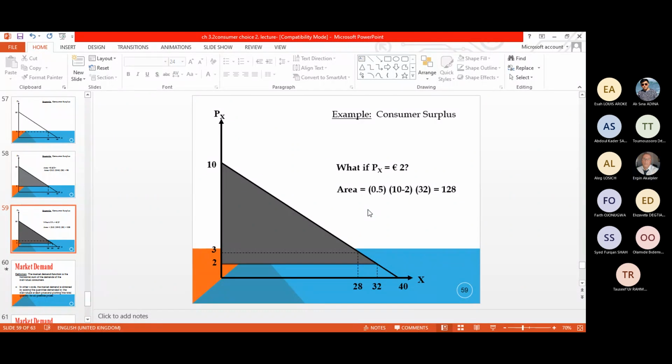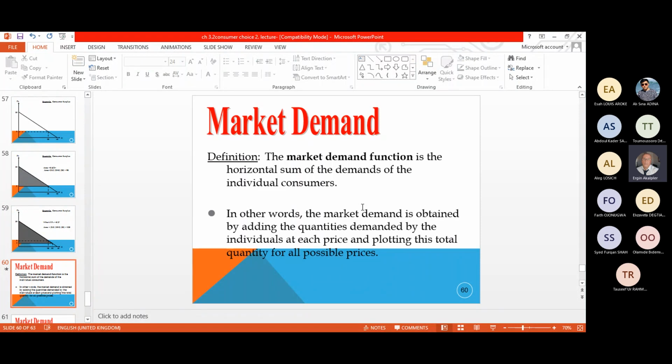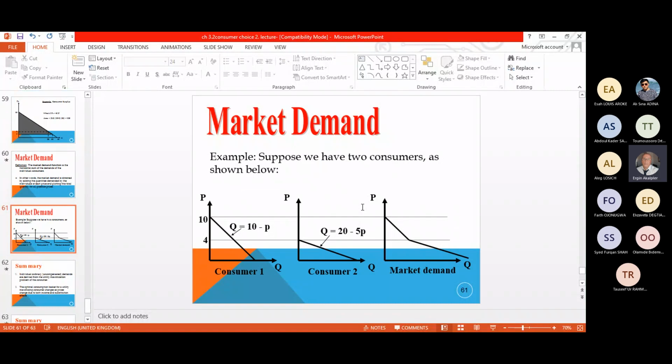Okay, the market demand function is the horizontal sum of the demand of the individual consumers. In other words, the market demand is obtained by adding the quantities demanded by the individuals at each price and plotting these total quantities for all possible prices. As it is indicated here, an example is given.